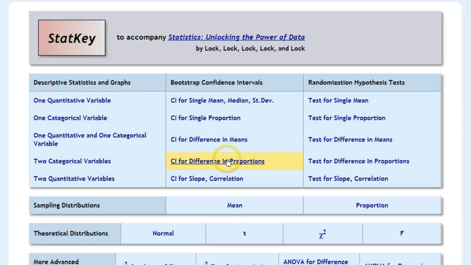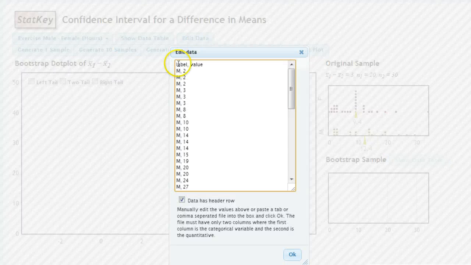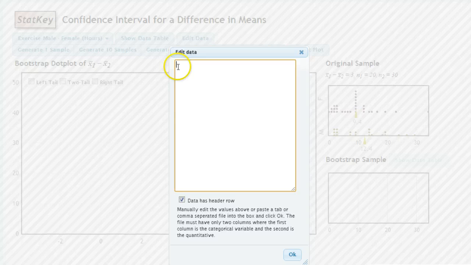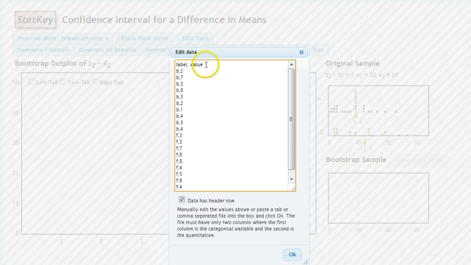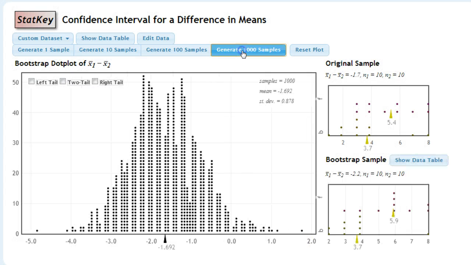So after we copied our data, we go to the confidence interval for the difference in means. Since we came from the test, we go to the interval. We edit our data and paste it all in. We still have a header up here, so the data has a header row. And now we can generate samples again.